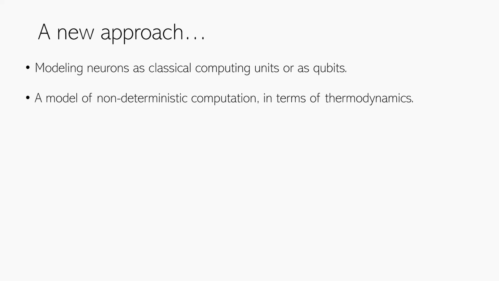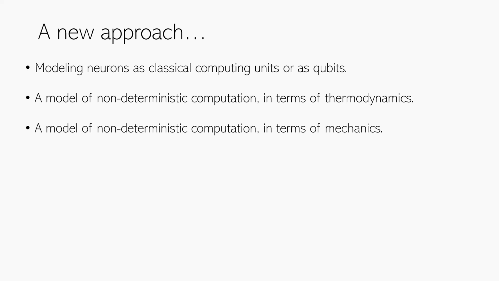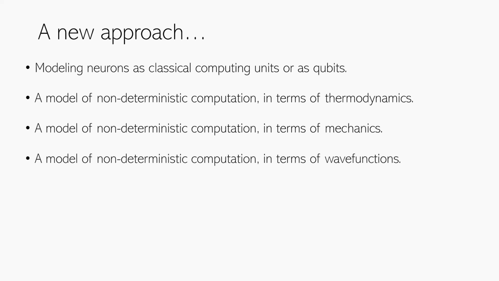Next, we'll go over a mathematical model of non-deterministic computation in terms of thermodynamics, where energy is distributed toward information generation and recovered upon information compression. Then, we'll go over a mathematical model of non-deterministic computation in terms of mechanics, where any energy above ground state populates a Hamiltonian, and that energy is redistributed as the Hamiltonian is solved.